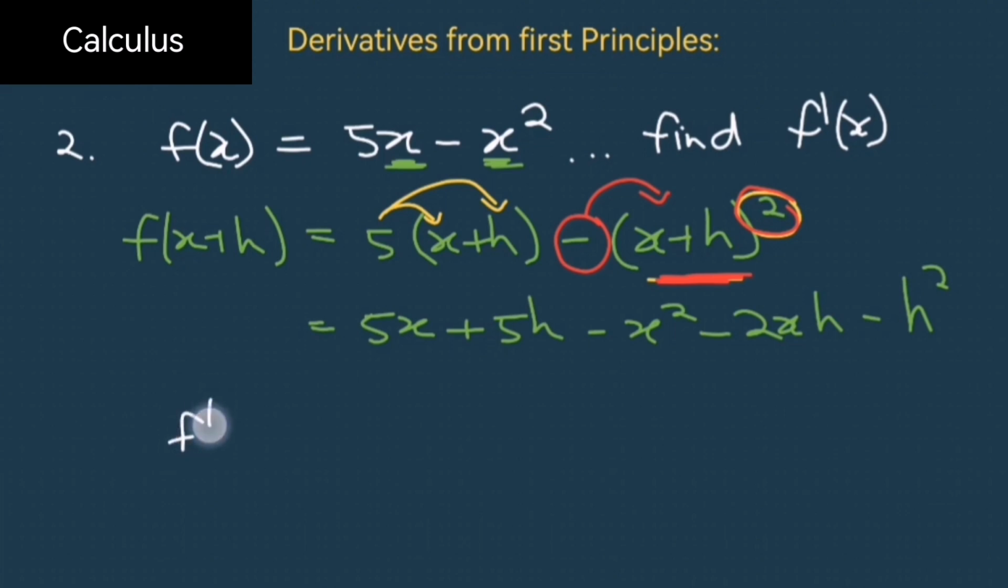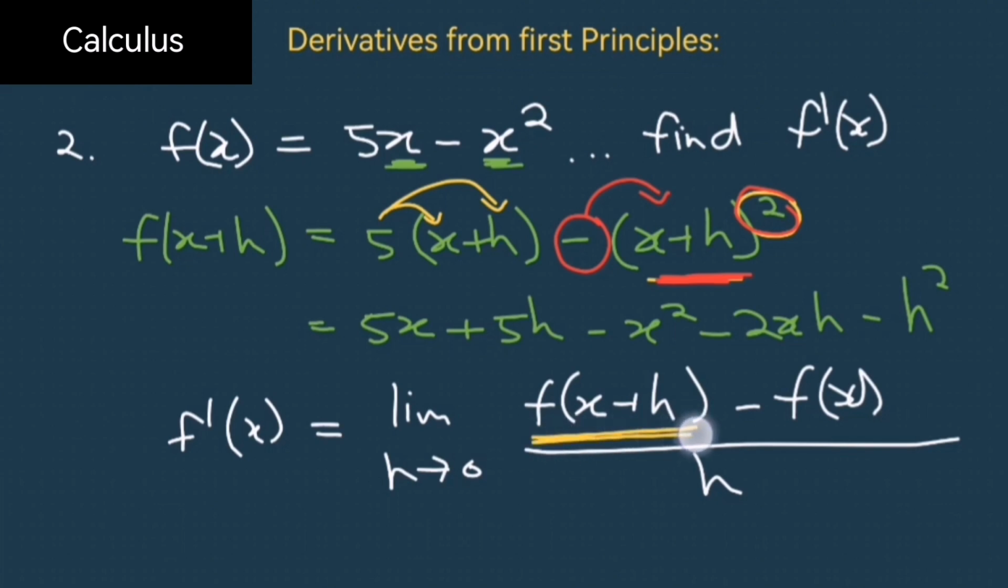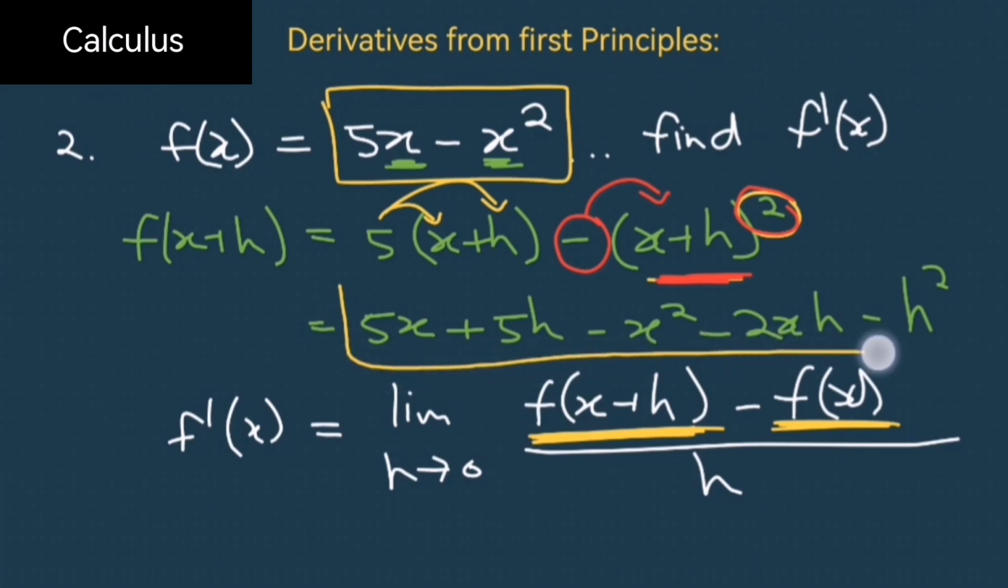Now you'll have to substitute these functions into the formula, the limit as h approaches 0 for f of x plus h minus f of x all divided by h. I want you to notice now that when you take the f of x plus h function and you minus that from the f of x function, all the terms of the f of x function will cancel out with some of the terms of the new f of x plus h function, because we are minusing them.